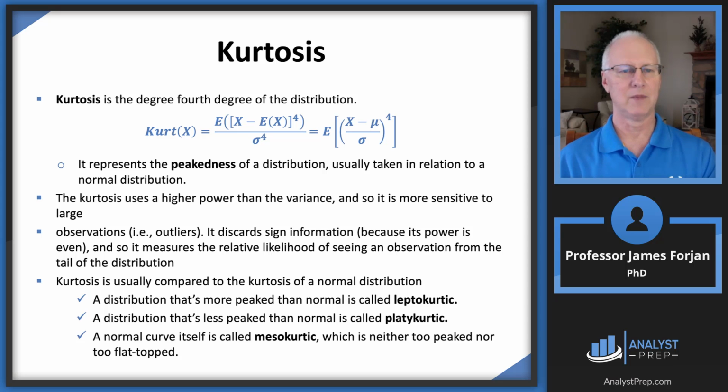Now look at the bottom, the check marks I have. Leptokurtic distributions have a higher peak. Platykurtic distributions have a lower peak. And then the normal curve is mesokurtic. These are really hard words to pronounce.